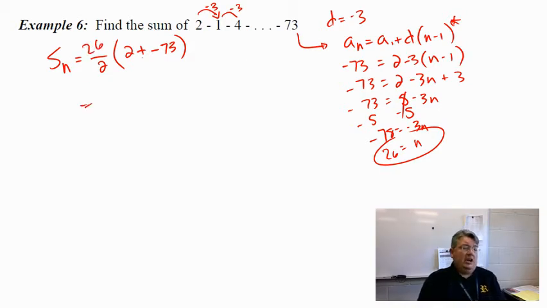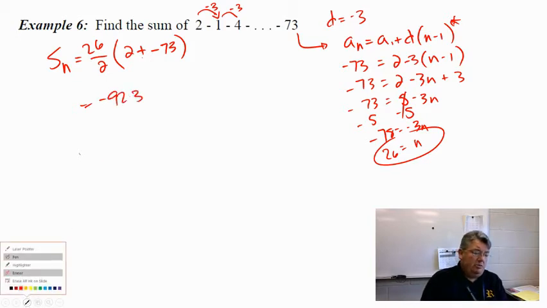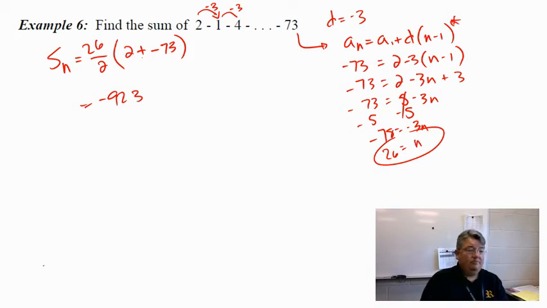Now, hey, that's a calculator problem. 26 over 2 is 13, and 2 plus a negative 73 is negative 71. If I multiply those together, I get negative 923. So the sum of an arithmetic sequence could be a negative number if you're adding a whole bunch of negative numbers, like in this one.